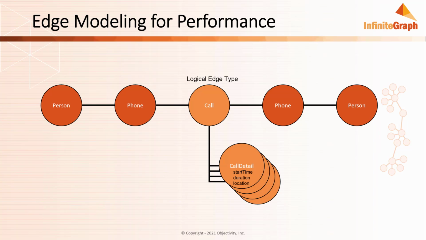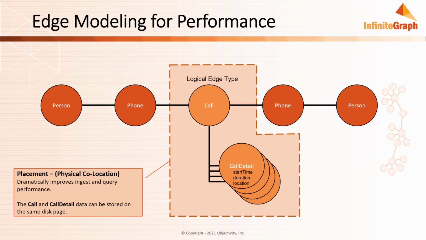InfiniteGraph allows us to improve our model. Once a call edge has been established between two phones, that relationship exists, and the details of each individual telephone call are really just extra details on that call relationship. We can accomplish this by creating a call detail entity for each of the telephone calls and hanging those off of the call node. The more phone calls that are made between two phones, the more call detail entities we add to the call object, and the more interesting the relationship becomes. Many graph databases can't support this kind of complex data modeling for edges.